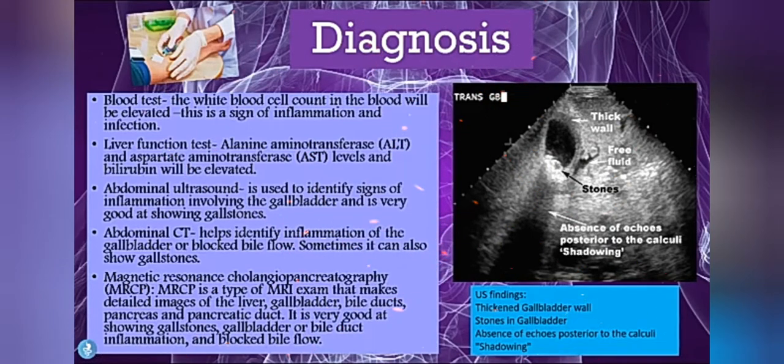We can also do an abdominal CT, which can help identify the inflammation of the gallbladder, or it can also identify the blocked bile flow, and sometimes it can also show the gallstones. We can also use magnetic resonance cholangiopancreatography, called the MRCP. The MRCP is a type of MRI exam that makes detailed images of the liver, gallbladder, bile ducts, pancreas, and the pancreatic duct. It is very good at showing gallstones, gallbladder or bile duct inflammation, and a blocked bile flow. So these are all the diagnosis techniques we can use to diagnose cholecystitis.